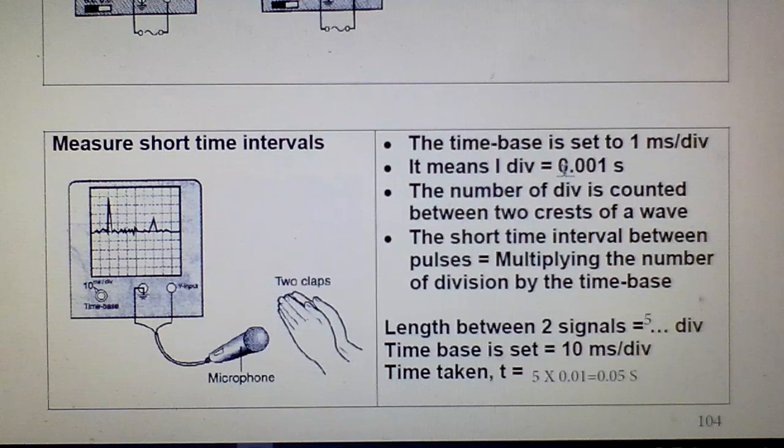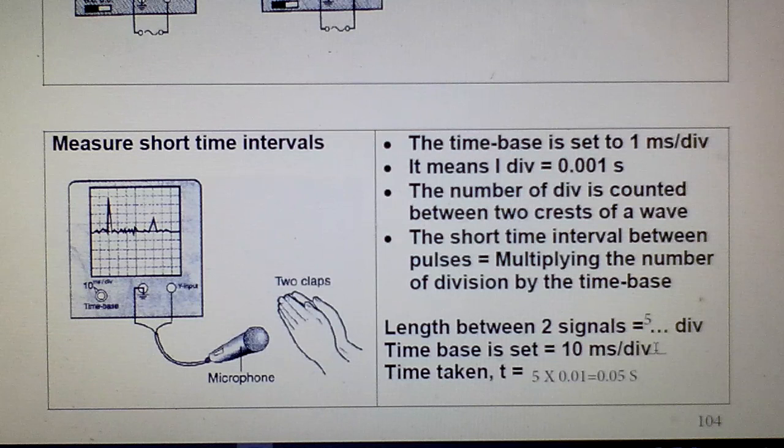So from peak to peak here, this is the signal for the first clap, this is the second clap. So how many divisions? We just count 1, 2, 3, 4, 5 divisions. So we have the formula: the short time interval is equal to the number of divisions multiplied by the time base. Meaning, the number of divisions between two signals times the time base. So the length between two signals is 5 divisions. Time base is set at 10 millisecond per division.